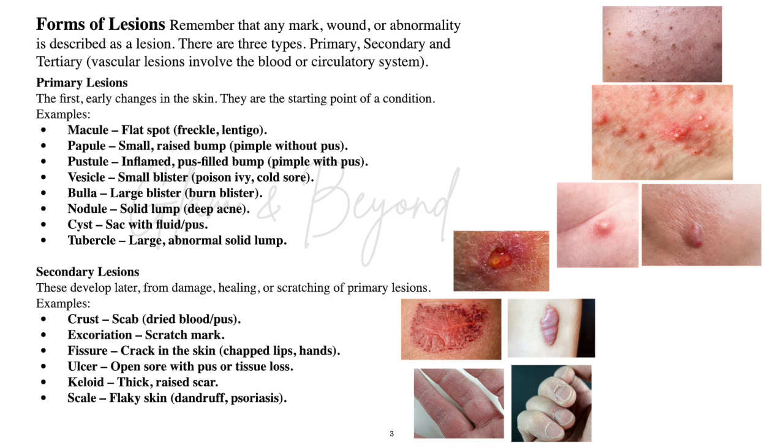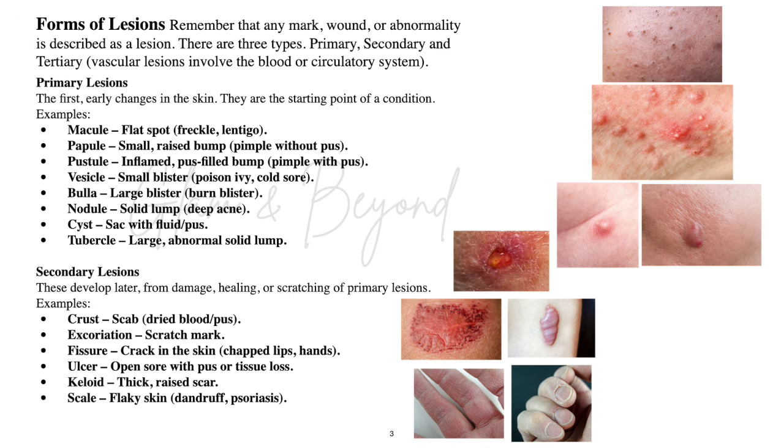Now, remember that any mark, wound, or abnormality is described as a skin lesion. There are 3 types of lesions: primary, secondary, and tertiary, which are known as vascular lesions and involve the blood or circulatory system. So what are primary lesions? Primary lesions are the first early changes that happen in the skin. They are the starting point of a condition.